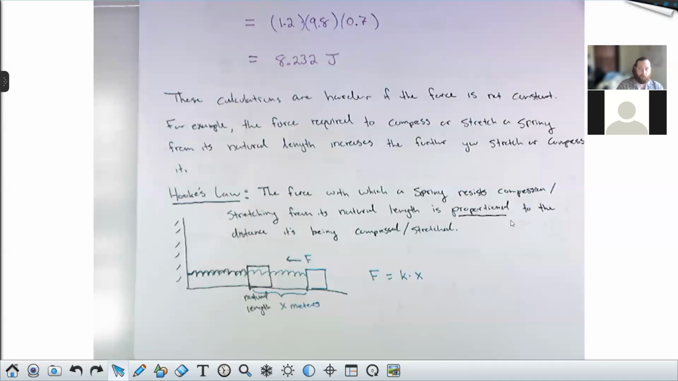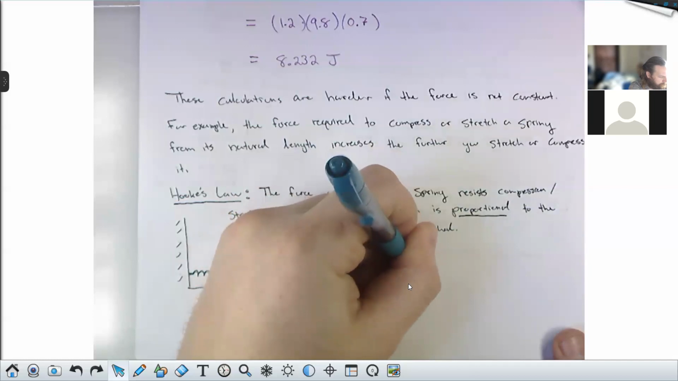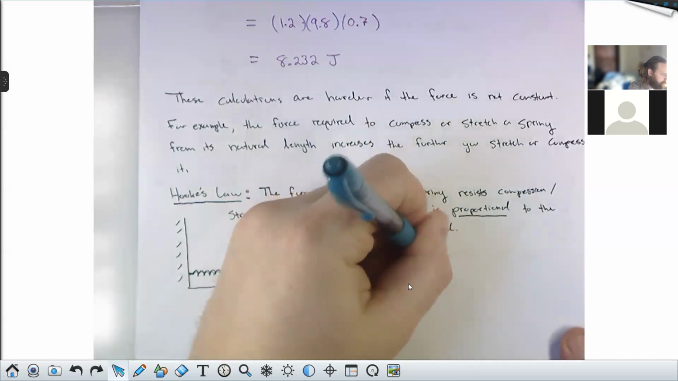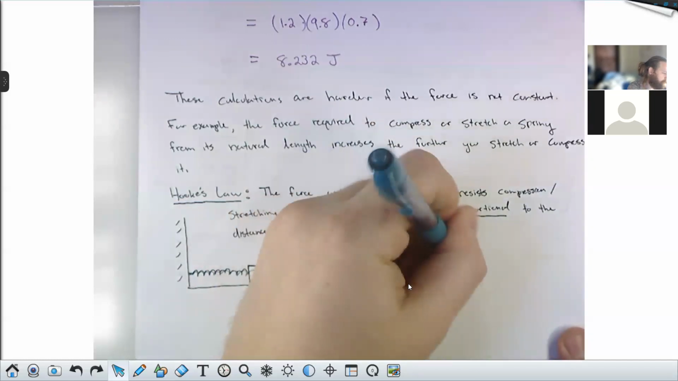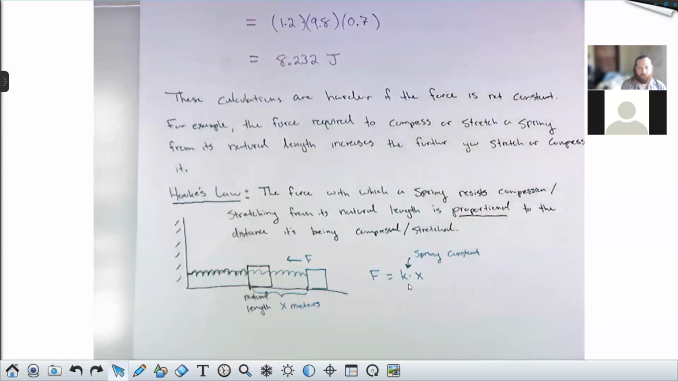So in other words, if I'm trying to pull a spring, it fights me more and more the further and further I pull it. And it's linear: the amount it fights me is a linear function of how far I pull or push. K here is called the spring constant. K is a constant, it does not depend on x.